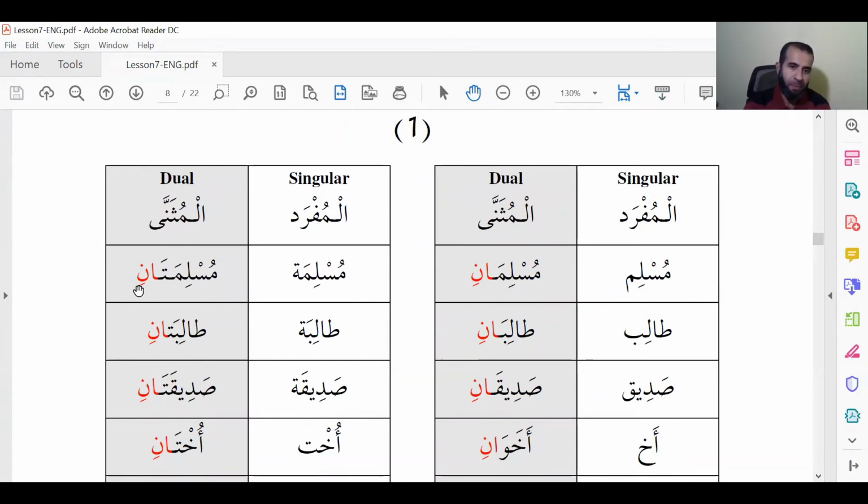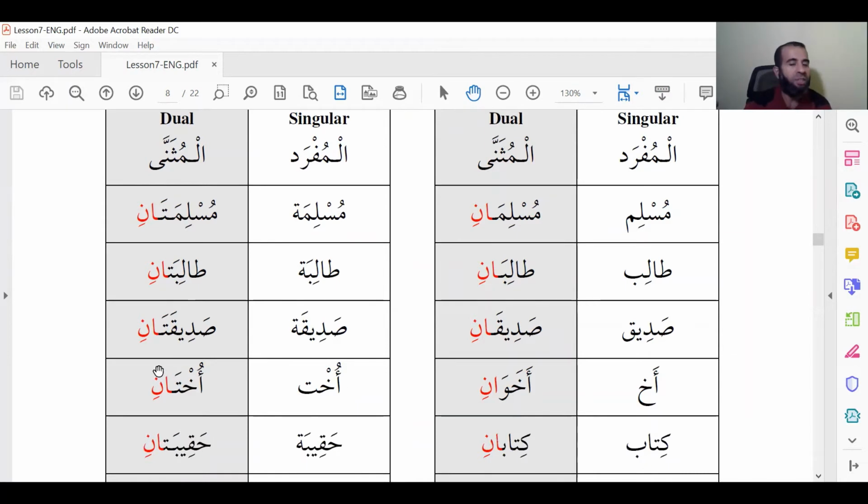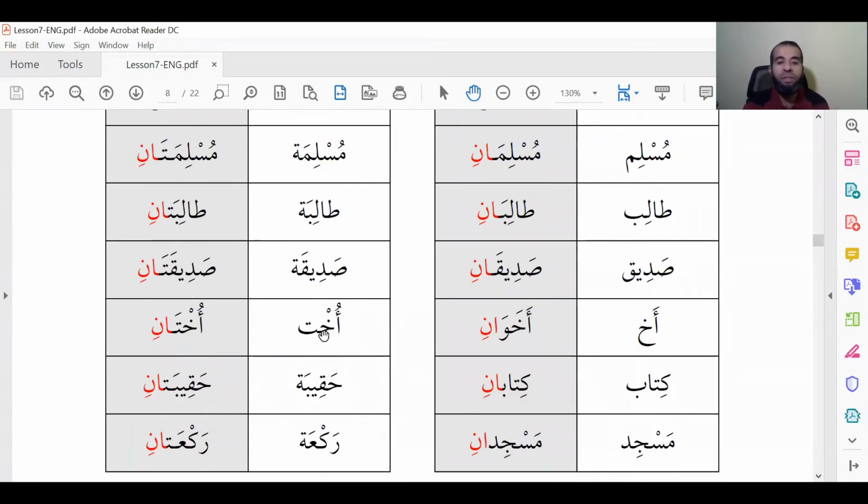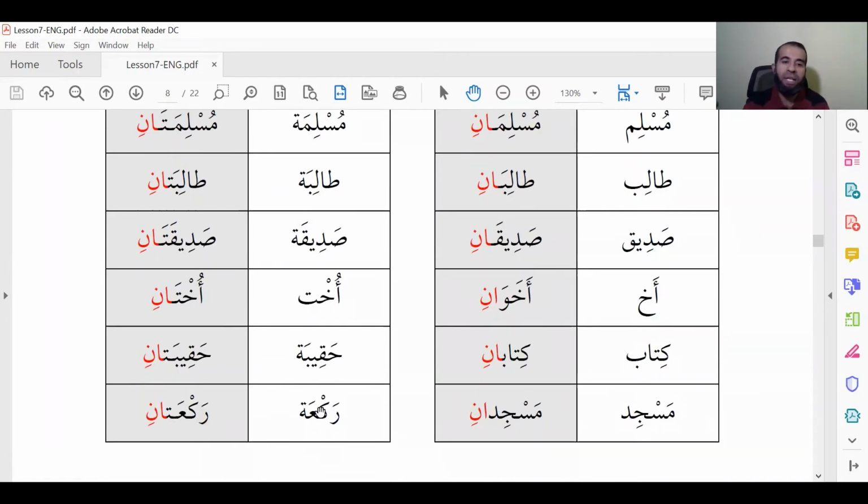مسلمتان. Because تا مربوطة comes only as a last letter, that's why we convert it here into open تا. طالبة becomes what? طالبتان. صديقة صديقتان، أخت أختان، حقيبة حقيبتان، ركعة ركعتان. Look here at أخت. أخت doesn't end with تا مربوط, so we just add ألف and نون: أختان.